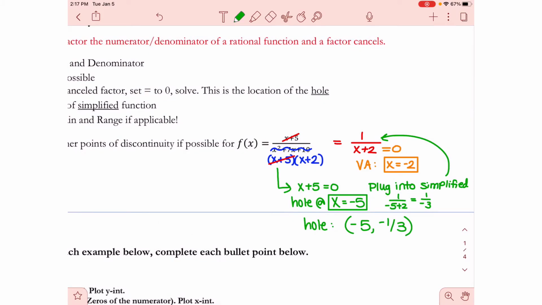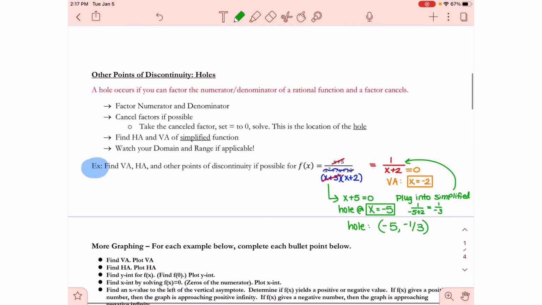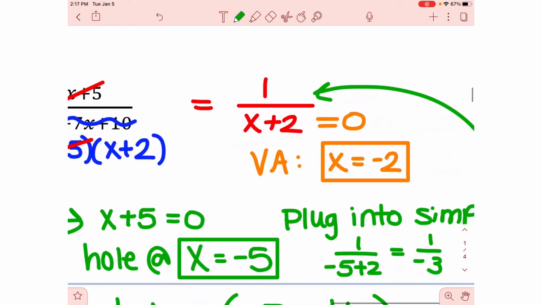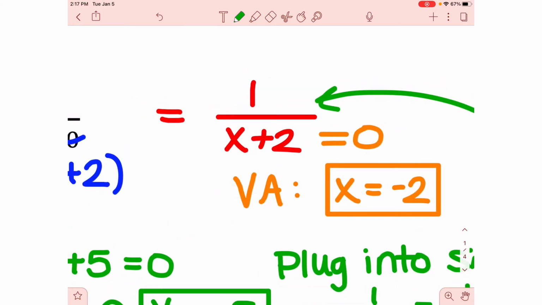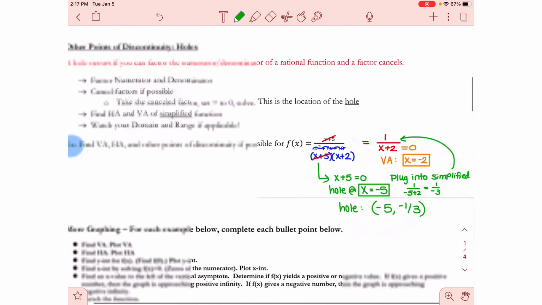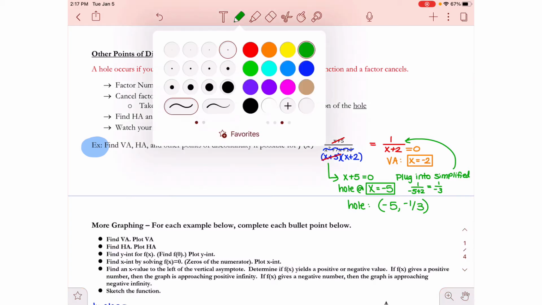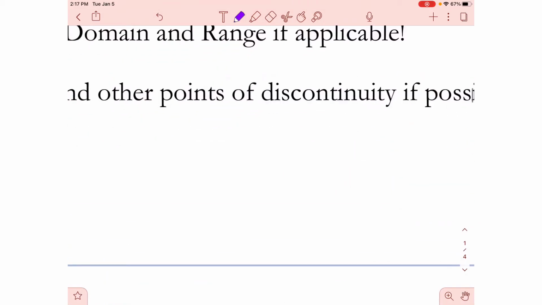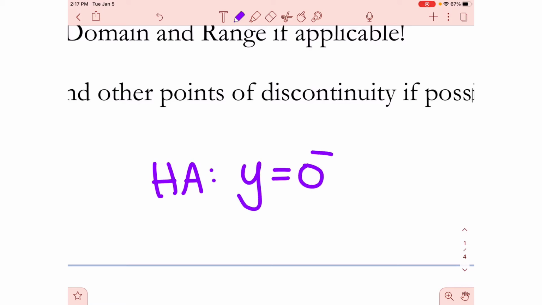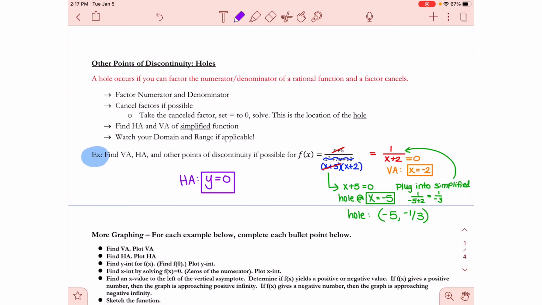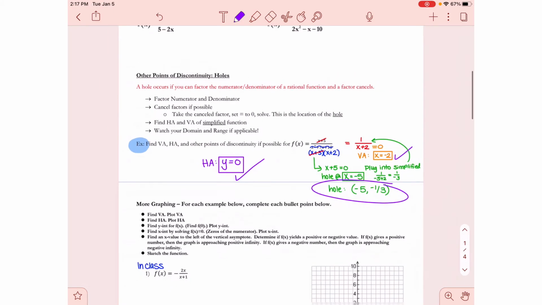We also found the vertical asymptote, and last but not least, we want to find the horizontal asymptote. This is a BOBO, bigger on bottom, 0. We want to look at the simplified function to figure out the horizontal asymptote. So the horizontal asymptote is at y equals 0. Okay, so I've now done the problem because it asked for the vertical asymptote, check, the horizontal, check, and any other points of discontinuity, which is the hole. All right, so there it is.